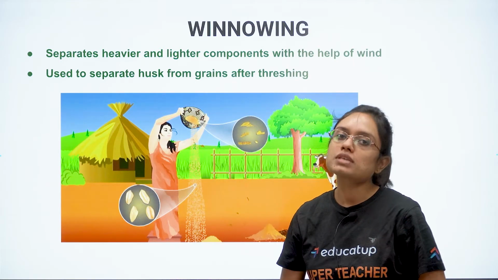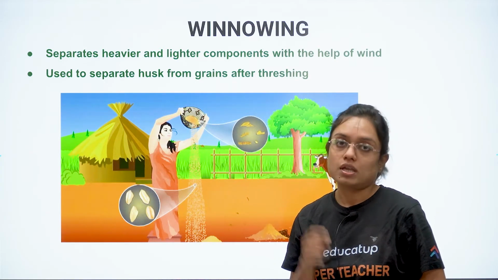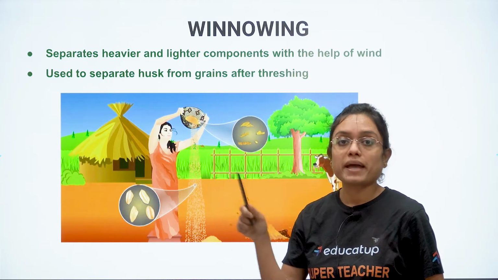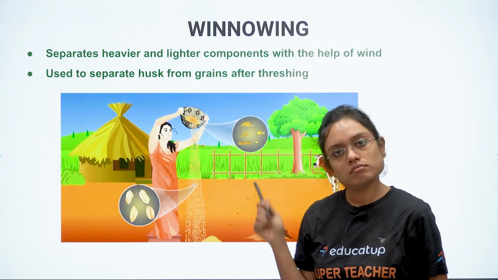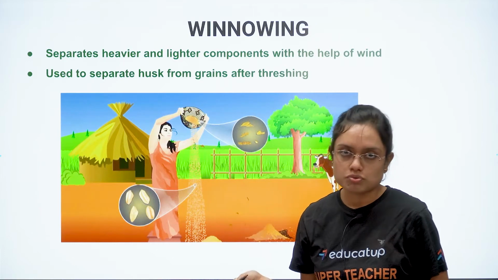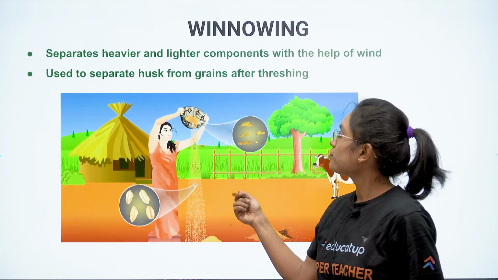This method is used to separate husk from grains after threshing. The third thing which your combine harvester was doing, this is the same method which is otherwise used. Okay.